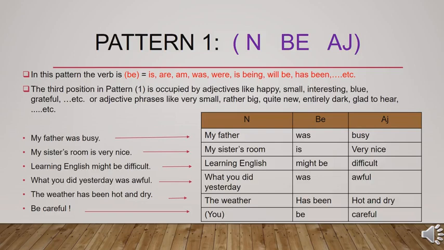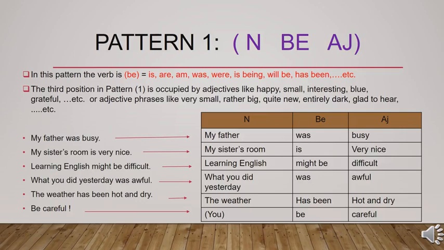It's time to talk about each one of the sentence patterns, starting with pattern number 1. Each sentence pattern has positions, and these positions are occupied by components. In pattern number 1, we have 3 positions, and these 3 positions are occupied by 3 components. In the first position, we have N, and we've said N can be a noun phrase, a noun clause, or a pronoun. It represents the subject of the sentence.